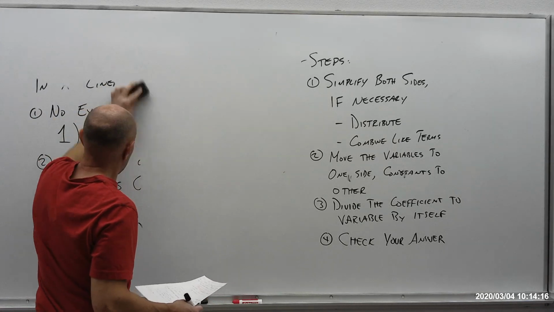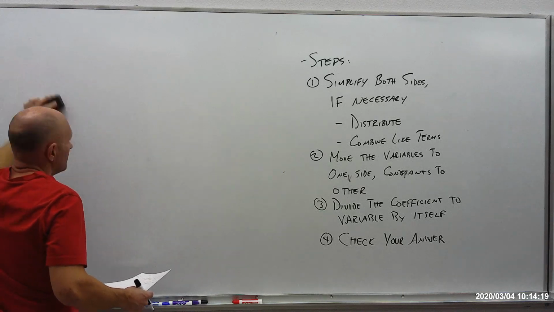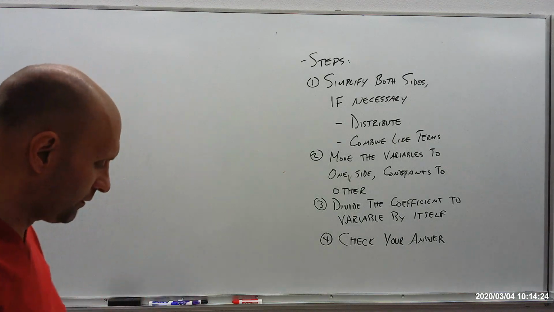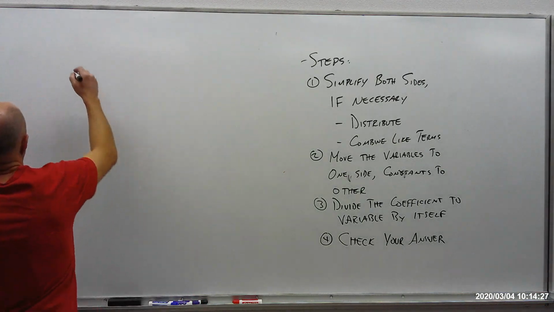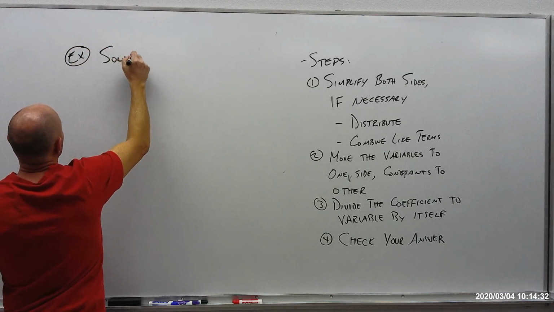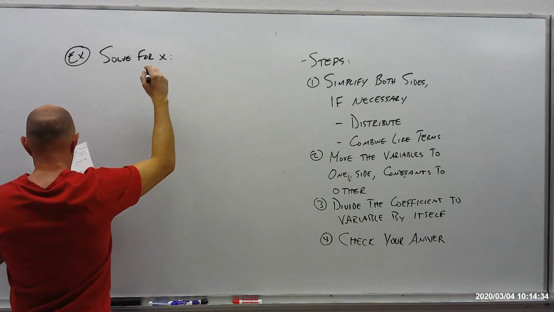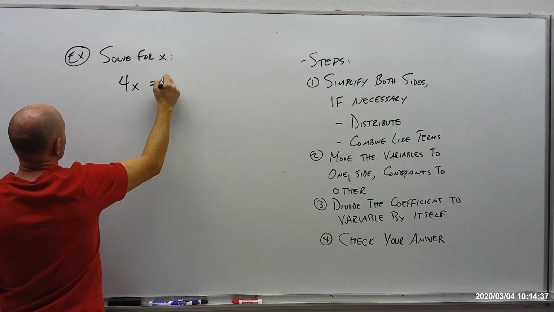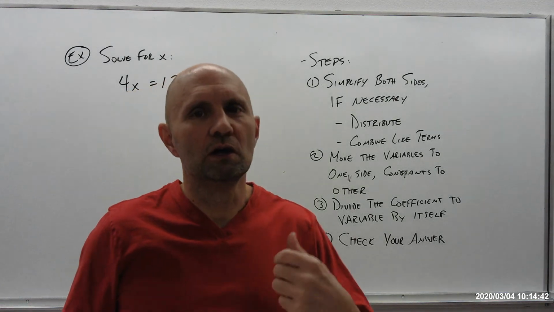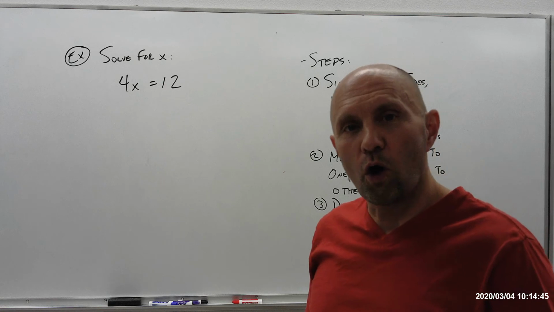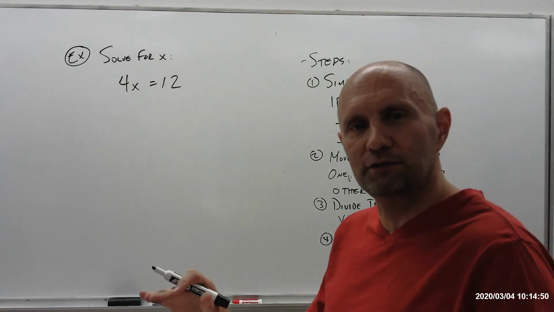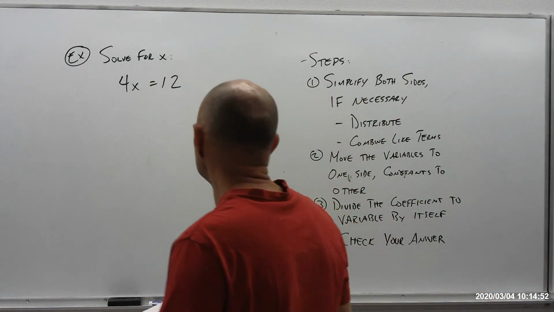So let's look at some examples. If you're still writing, go ahead and hit pause, get caught up with the writing there. Otherwise, our first one. We want to solve for x. And we're given 4x is equal to 12. So again, it's going to be the normal process we do. We're crawling, then we'll walk, then we'll jog, then we'll run. This is crawling here. This is as basic as we can get for a linear equation.